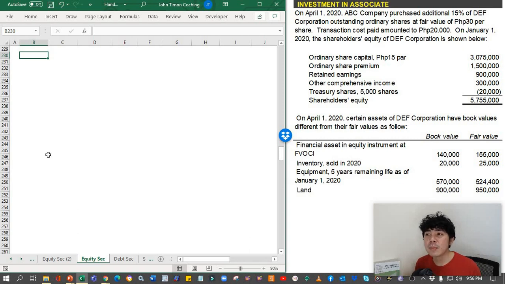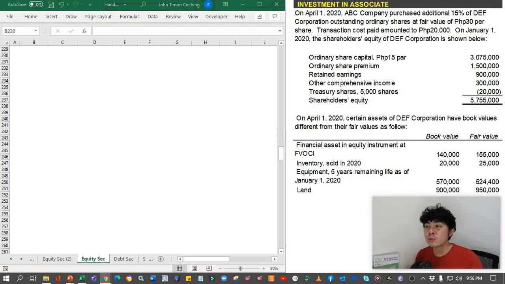So, paano natin malalaman yung fair value ng identifiable net assets ni associate on this date, April 1, 2020, the date we obtained significant influence? Para malaman natin yun, syempre kailangan natin ng information about the fair value ng assets at fair value ng liabilities ni associate on this date. Pero kung titingnan mo, wala naman tayong information about the complete assets and liabilities of the associate on April 1, 2020.